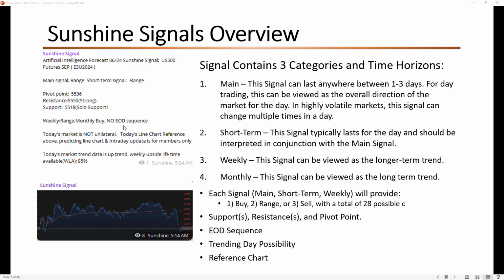And if a signal detects a trending day opportunity, it will be shown here as unilateral. Or if it doesn't, then it shows as not unilateral. Finally, a reference chart will also be provided, which is one possibility of how the day may go. However, a reference chart should not be used as the exact movement of the day, but rather just a reference to be used with all other information to find trades with higher probabilities.